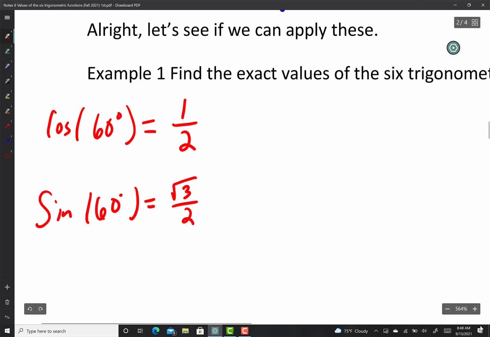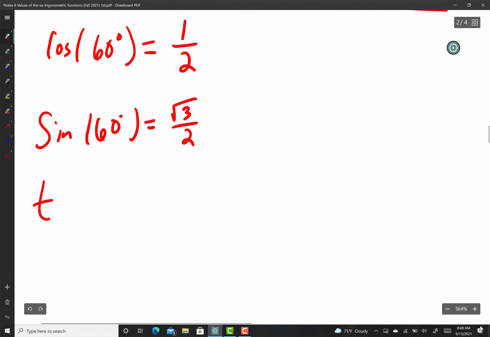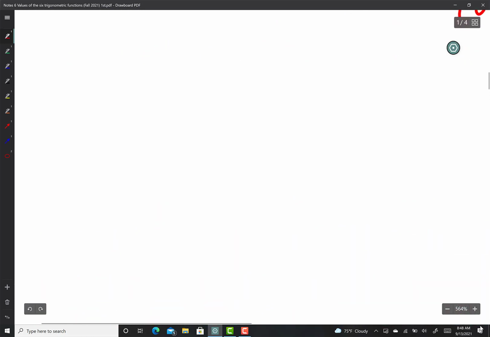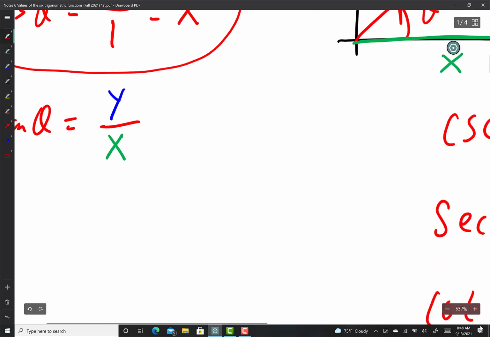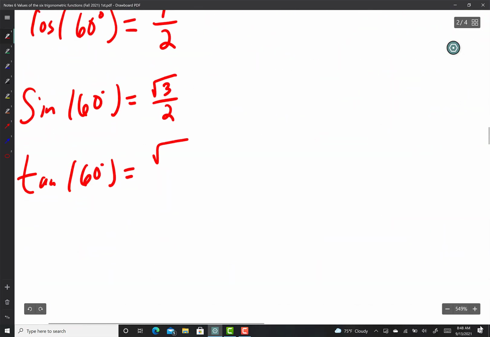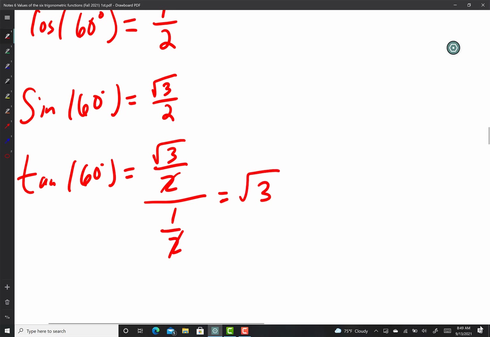And they want me to keep going because they want all 6 of them. So now I'm going to write tan of 60 degrees. And tan says y divided by x. That's what it says right here. So I write my y value, square root of 3 over 2, and I divide it by 1/2. The best answer is square root of 3. If you write square root of 3 over 2 over 1/2, I'll count it right. Cool or not cool? Cool.